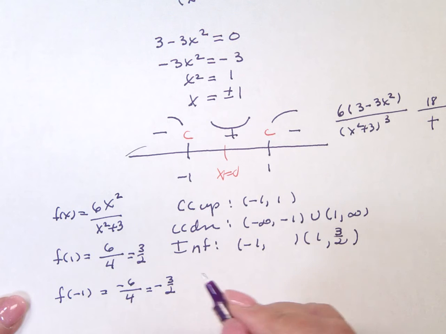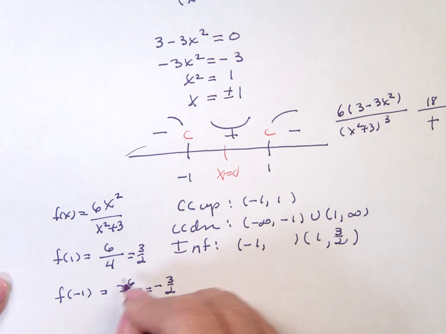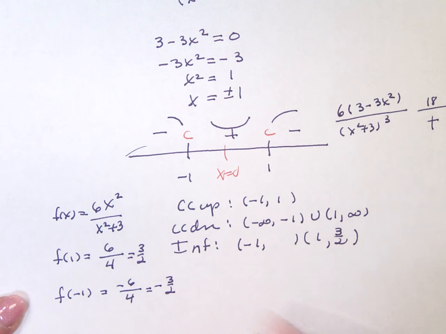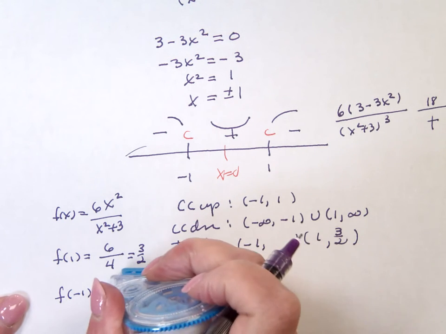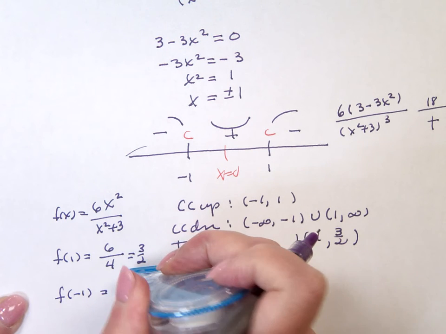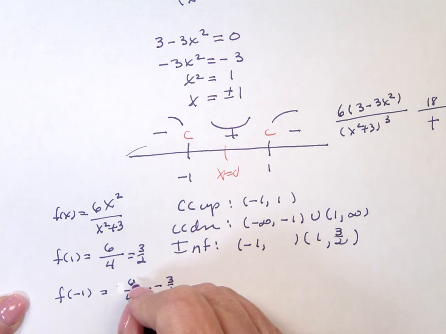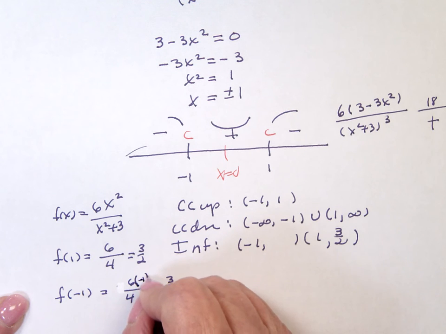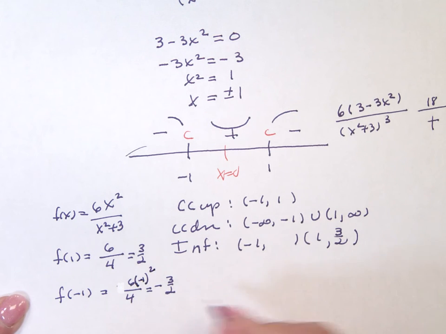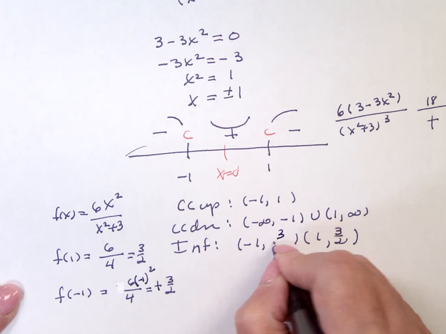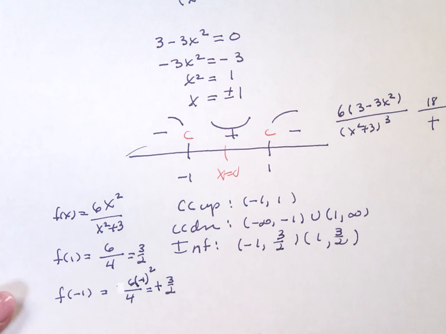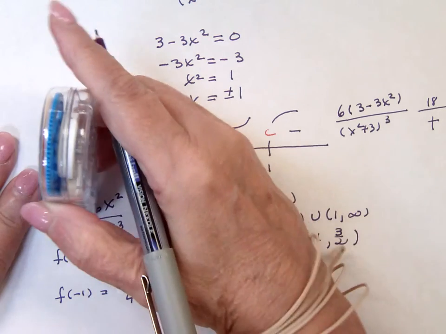And there should be no 6. So it's just x squared over x squared plus 3. That's why you end up with the same number. So this would then be negative 1 squared, and you're going to end up with a positive 3/2? Because it's 6x. Oh, there should be no 6. You used the derivative. Where'd I get the 6 from? The derivative.